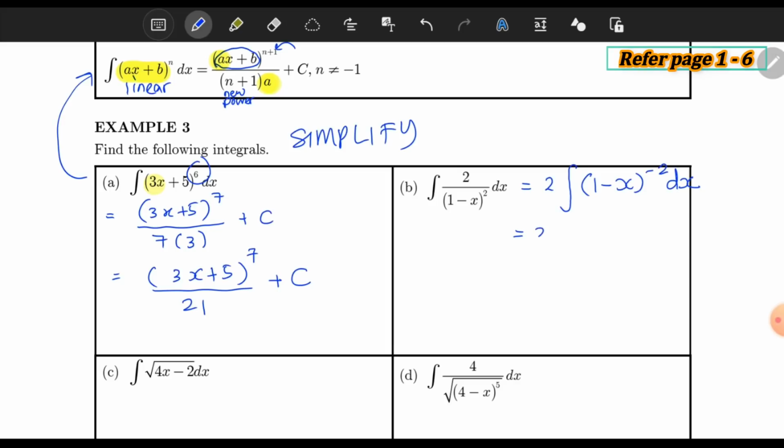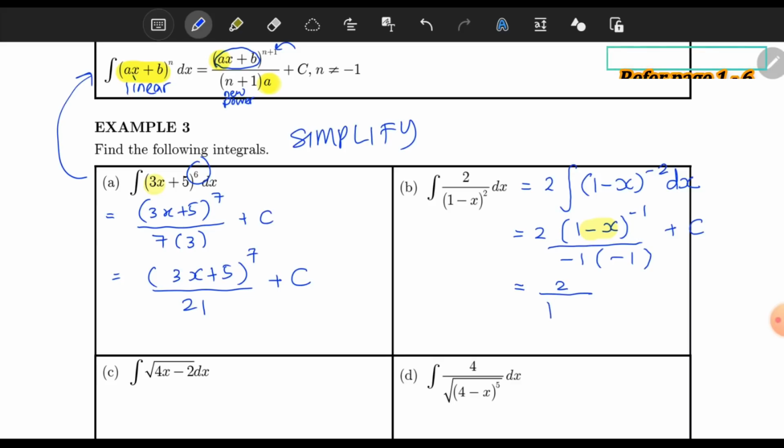So, equal to 2. Okay, copy the bracket, 1 minus x. Okay, increase the power by 1. We have negative 1. Divide by new power, which is negative 1. And don't forget to differentiate the function. So we have negative 1 plus c. Okay, so the final answer is 2 over (1 minus x) plus c. Very simple, right?